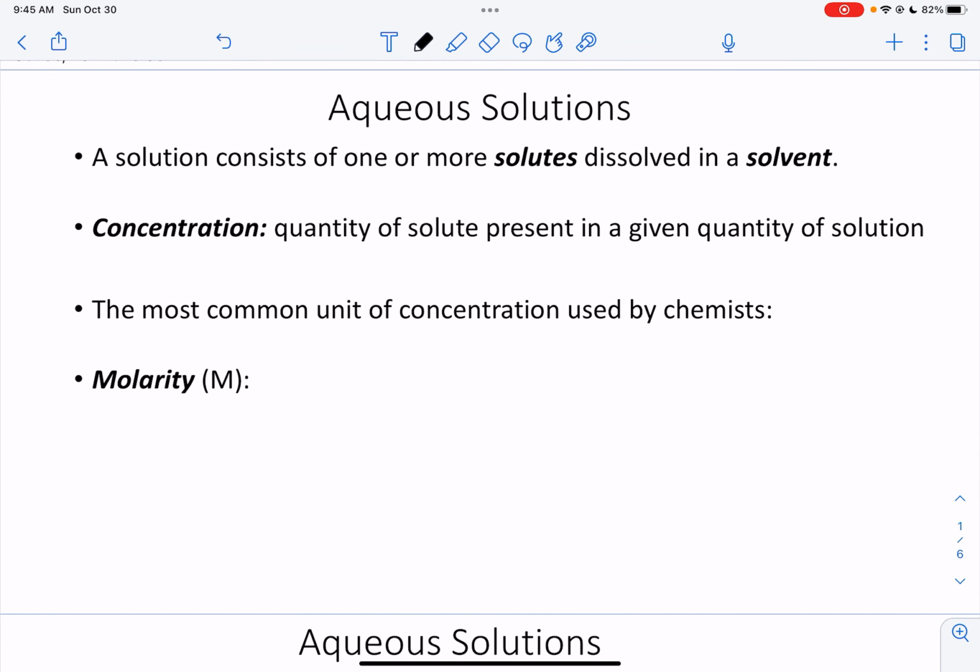So this week in lab, you're going to be taking a look at preparing a series of aqueous solutions with the ultimate goal of finding the concentration of sodium chloride in an unknown solution.